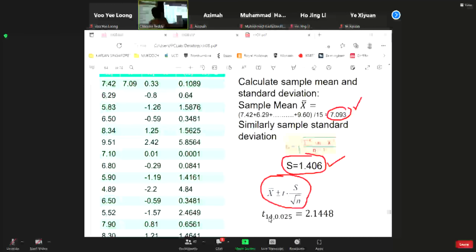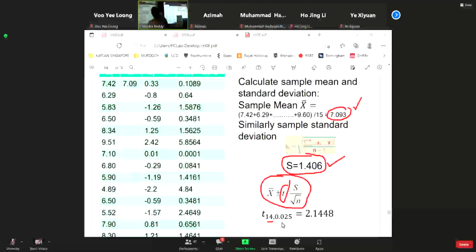For the 95% confidence interval, because we do not know the standard deviation for the population, we are using the standard deviation for the sample. So we have to use the t distribution. Now, for the t distribution, what is the degree of freedom? The sample size is 15, so the degree of freedom is 14.